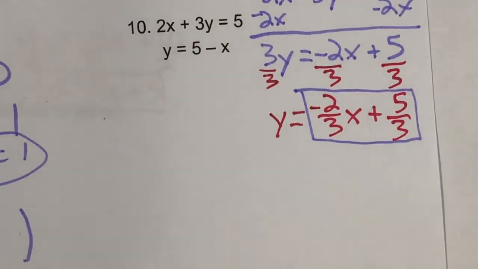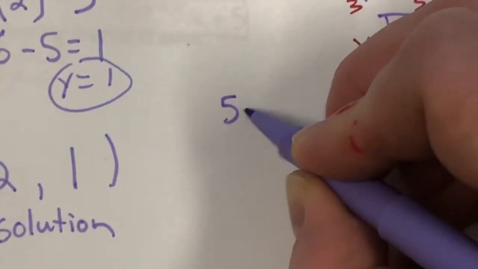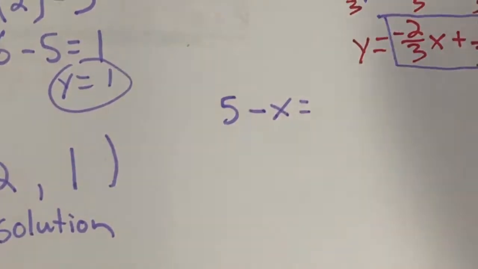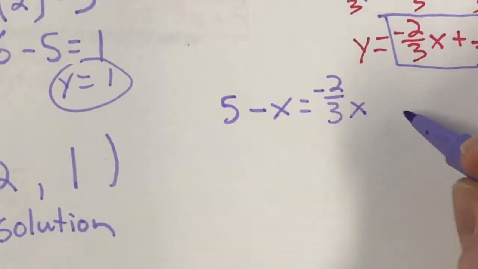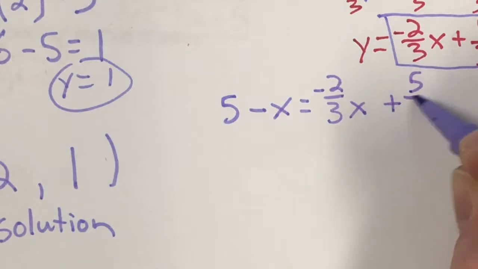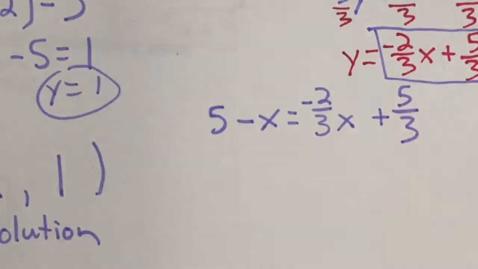So I'm going to rewrite those side by side because that's what we do for equal values. So 5 minus x equals negative 2/3 x plus 5/3. All right, so fractions. I don't like working with fractions. But there are some things that we can do.